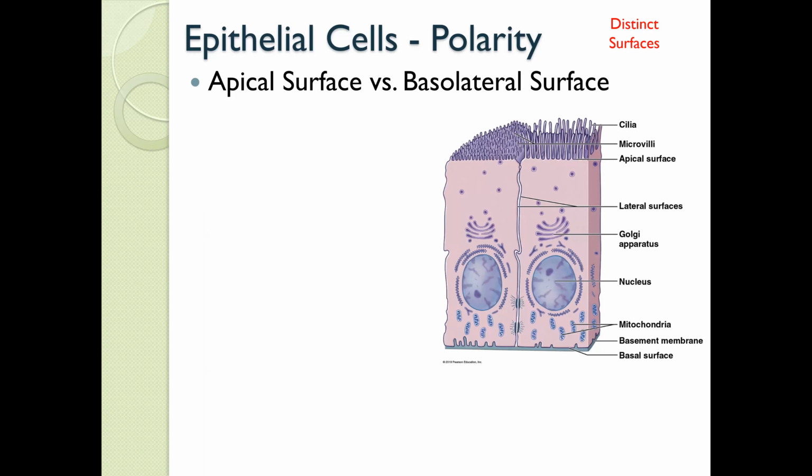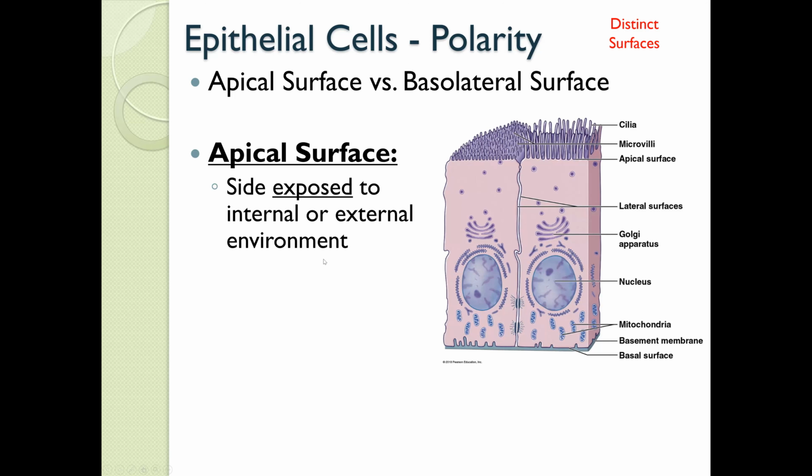So let's talk more about polarity. When we talk about polarity, we're talking about distinct and different surfaces depending on what side of the cell you're looking at. Epithelial cells have what's called an apical surface, and then they've got 3 basolateral surfaces. The apical surface is the side that is exposed to either the internal or external environment. So your skin, the apical surface would be the side that you can touch, and for linings like your digestive tract, the apical surface would be the side that is facing the inside of the stomach or the inside of the intestines.